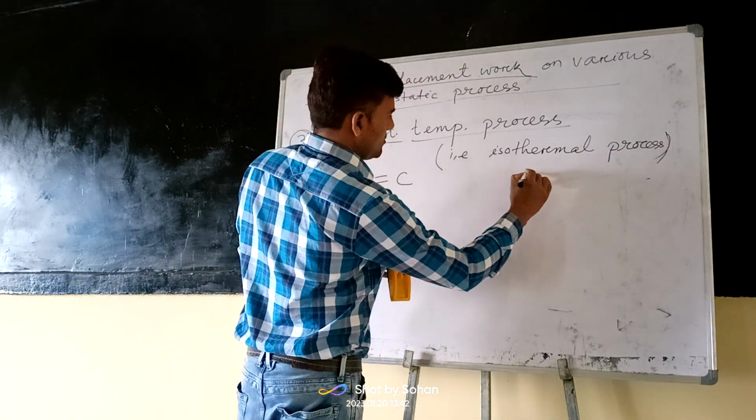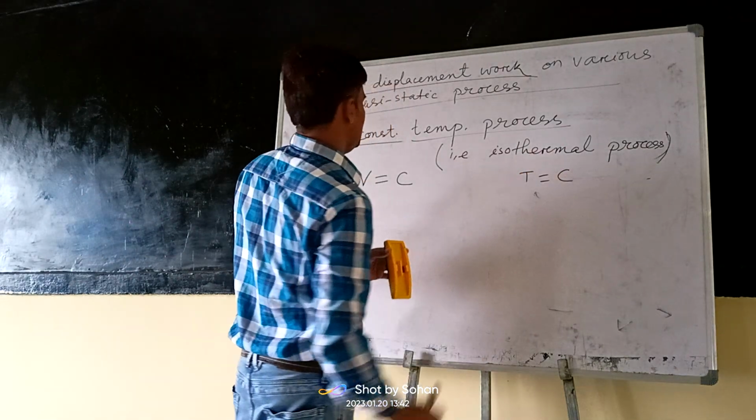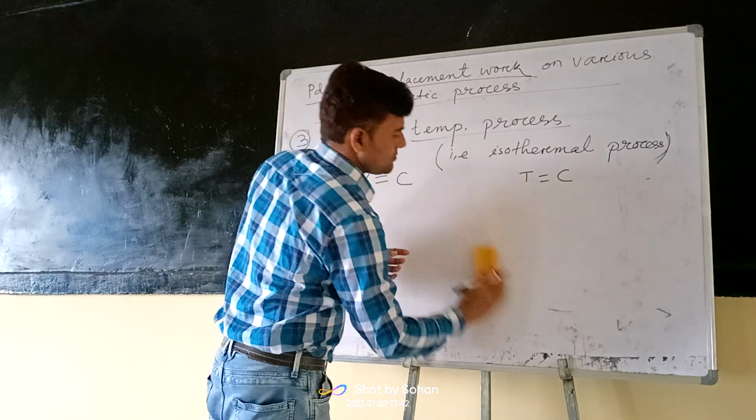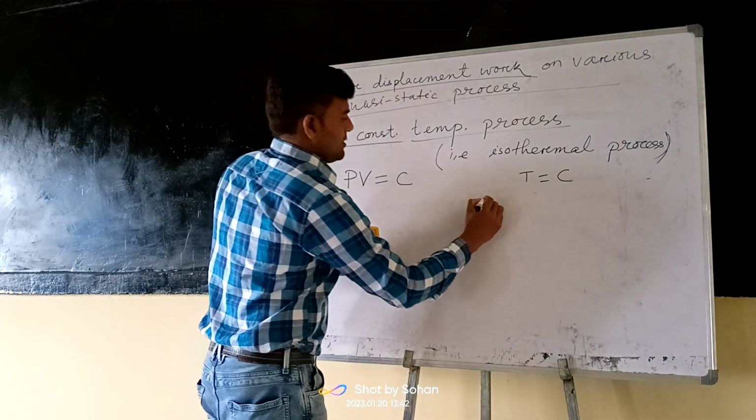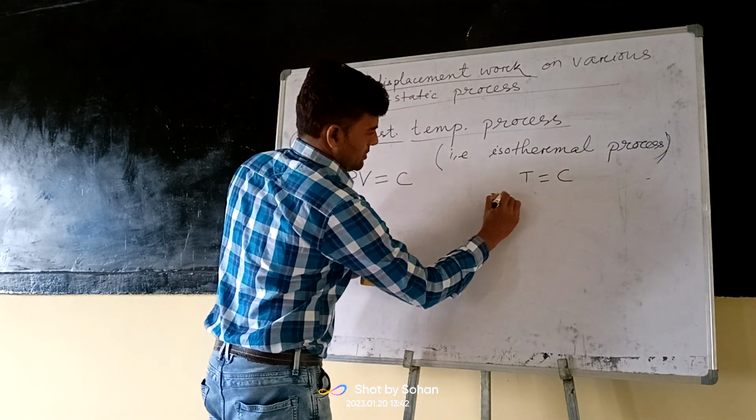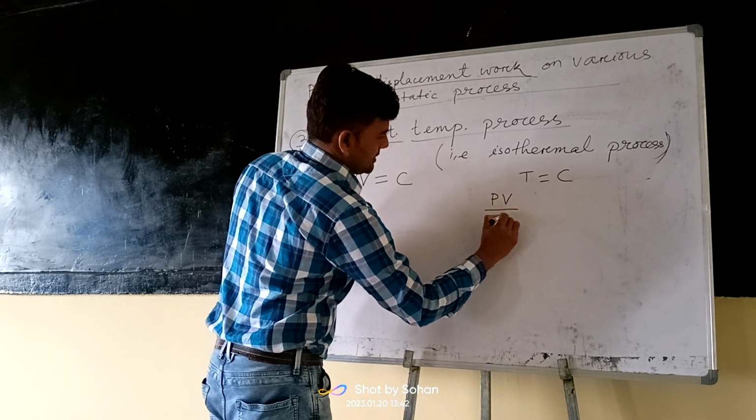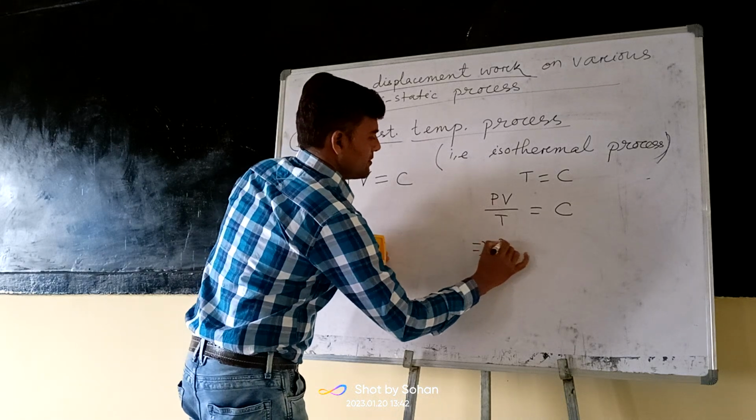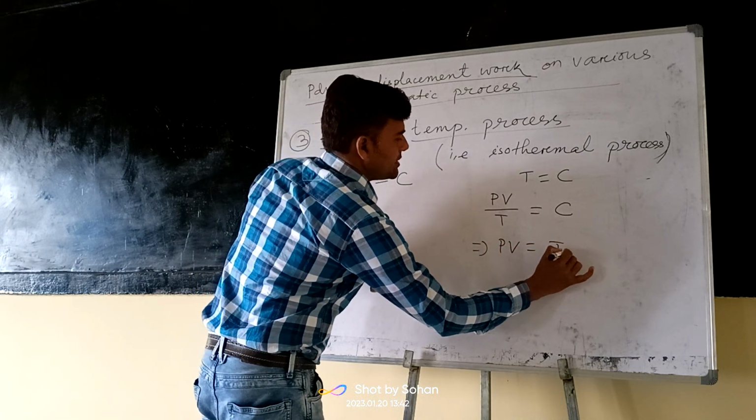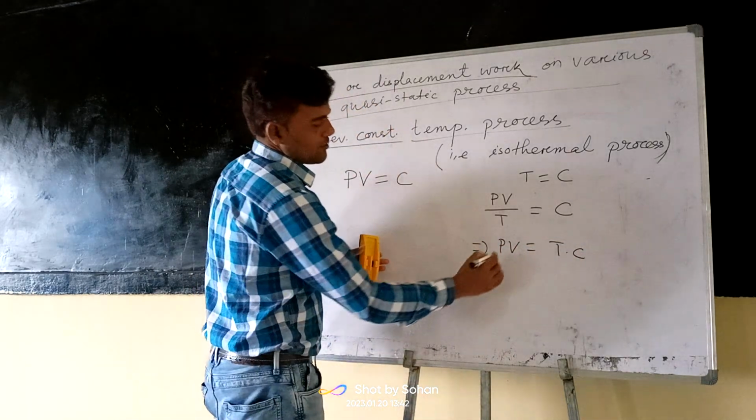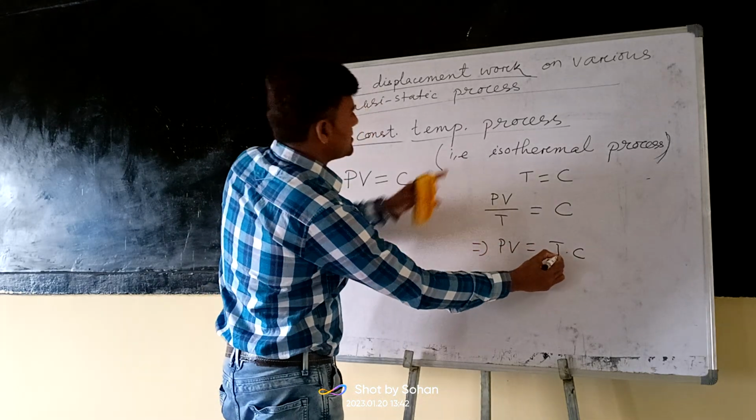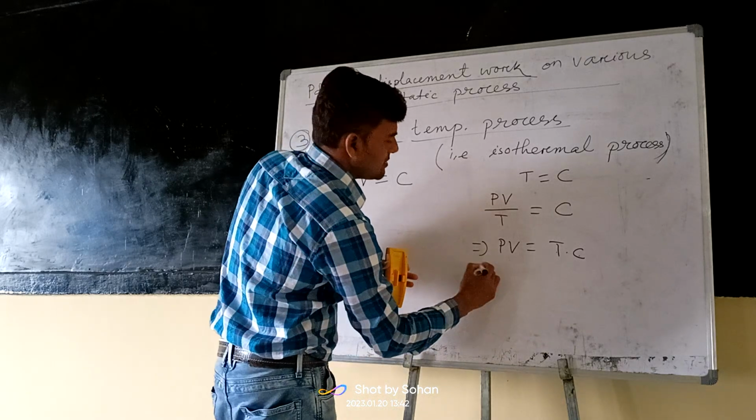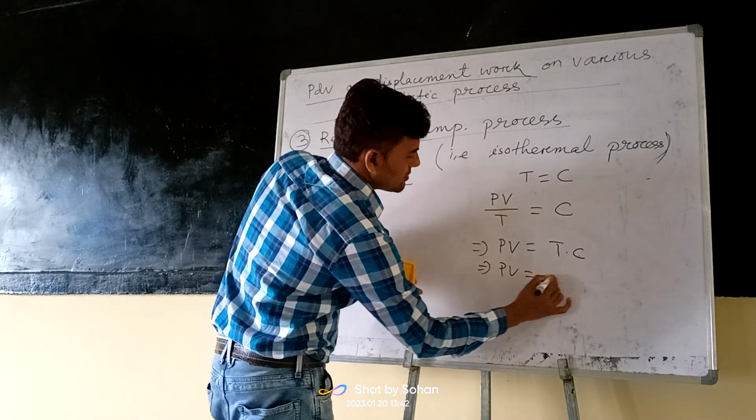Isothermal means T equal to constant. The equation is PV equal to constant. According to the general classification, we know that PV by T equal to constant. That implies PV equal to T into C. So PV equals T, which is constant, into constant equal to another constant. So PV equal to C.